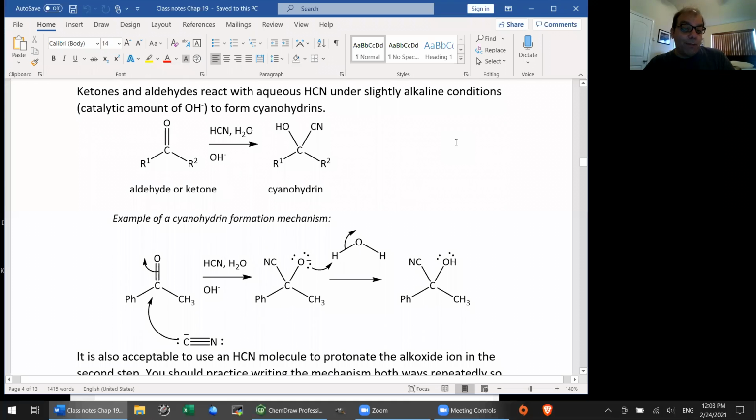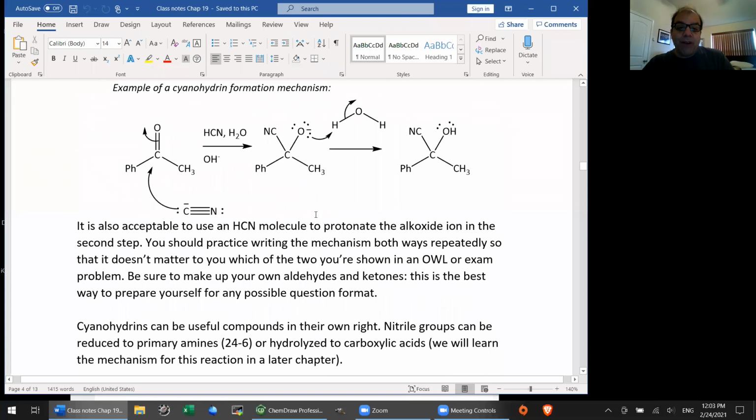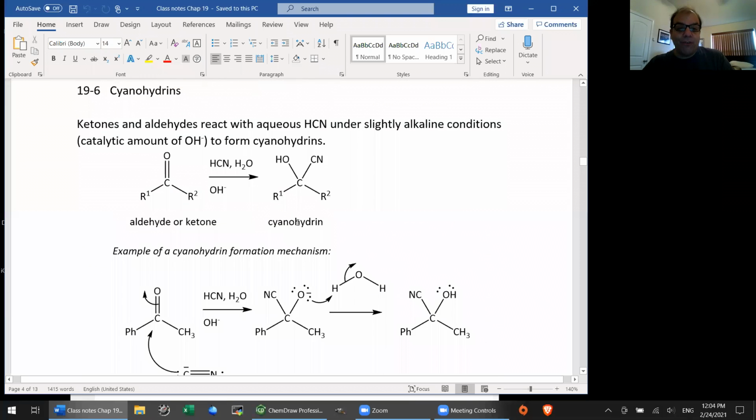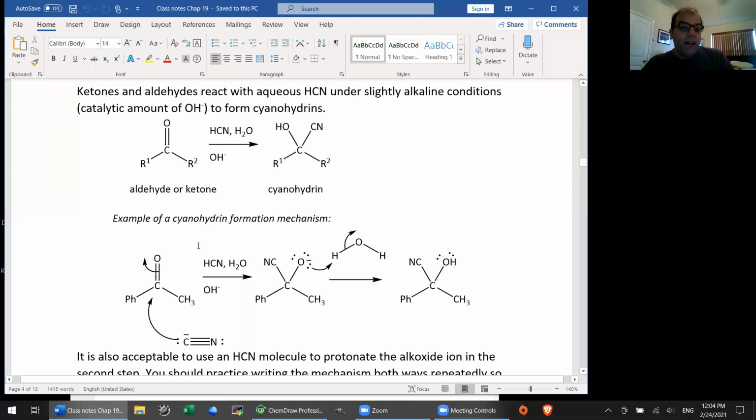The mechanism's pretty straightforward. Here I'm using acetophenone just as an example of an aldehyde or ketone. And I go over down here some things that you should do in terms of practicing, also some information on what you do and do not have to put down. But please do refer to those. I'm trying to make it as easy as I can in terms of what to do to practice. Of course, this is all going to be on exam number 2.